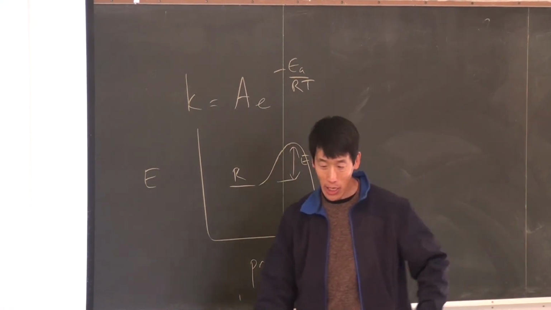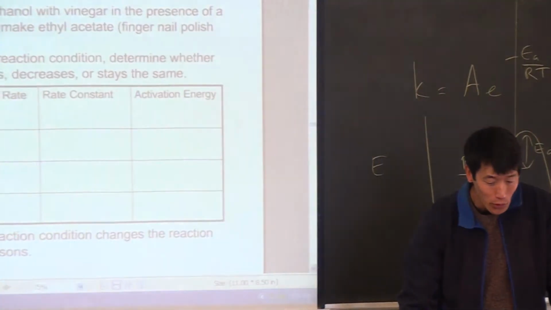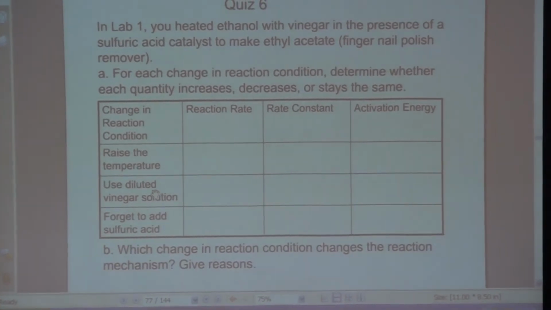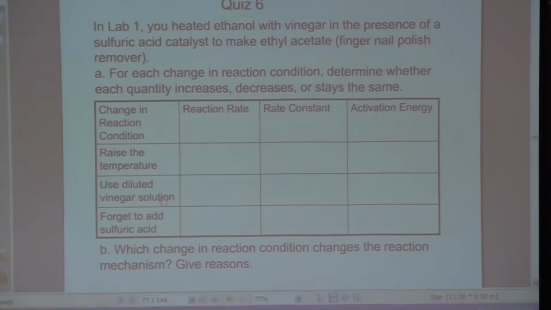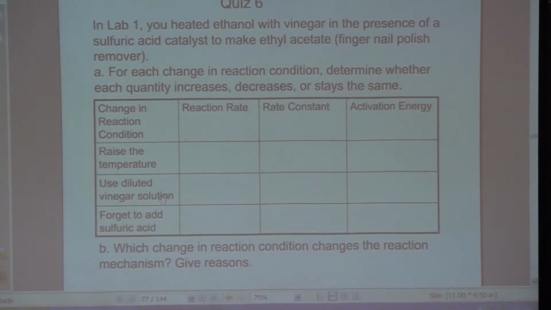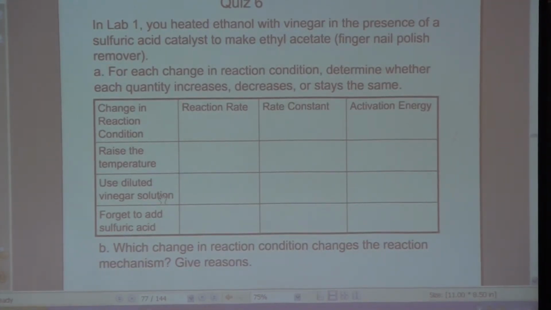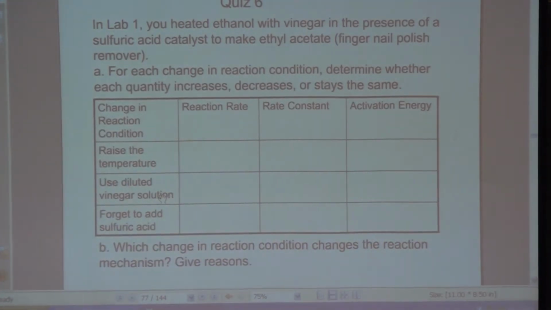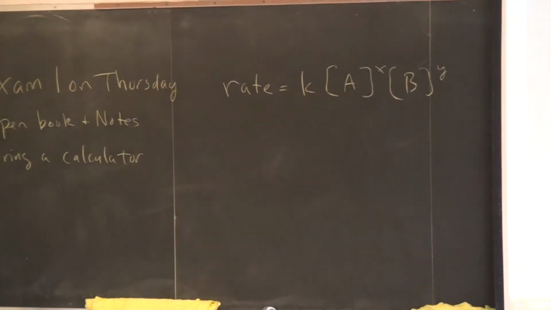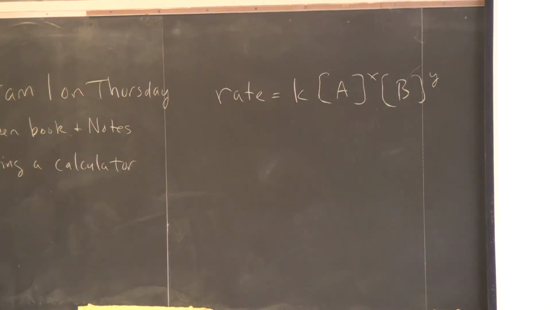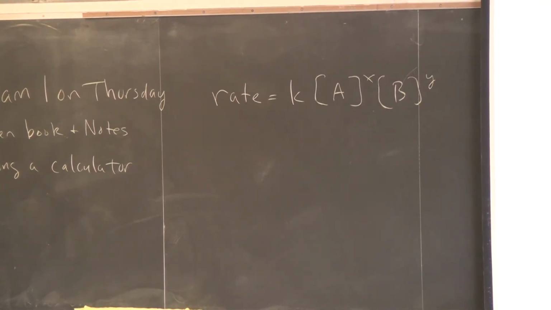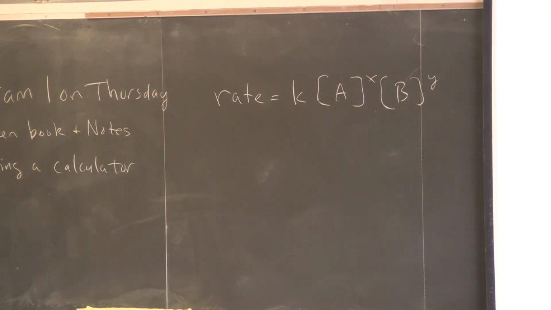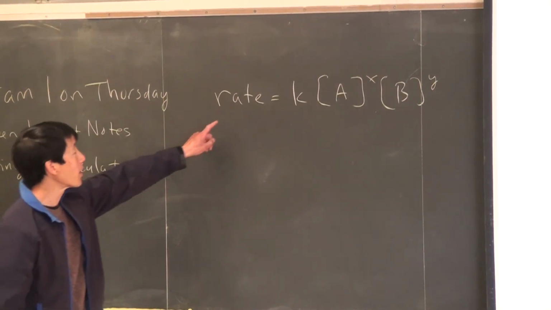If you go into the second changing condition, we use diluted vinegar solution. So what does this mean? What are we changing here by using diluted vinegar solution? We're changing the concentration. So if we change the concentration, what happens to the reaction rate? Now when you're using diluted vinegar solution, are you increasing or decreasing the concentration? Yes, so if you're decreasing the concentration, what happens to the rate?